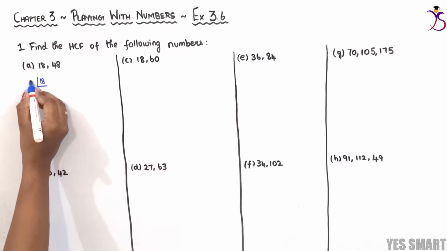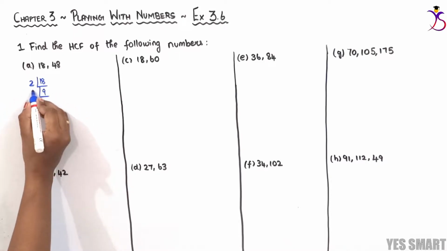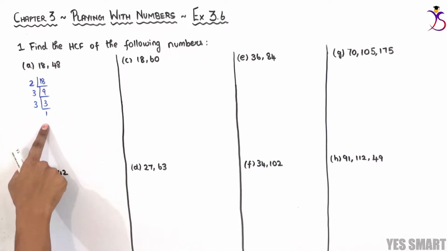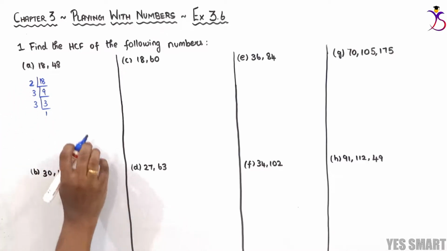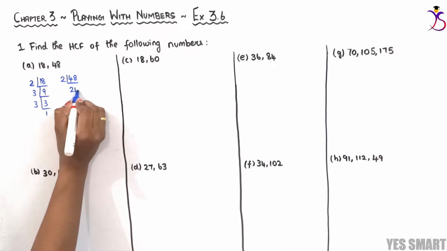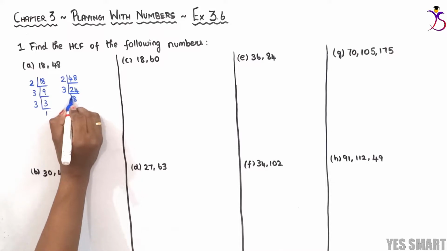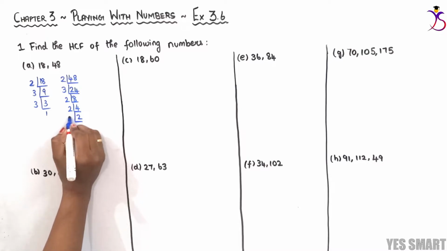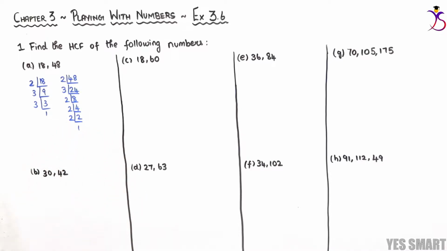So let's take 18. 2 nines are 18, 3 threes are 9, again 3 ones are 3. The condition is we are supposed to divide until we get 1, and the numbers we are dividing by, written here on the side, should be prime numbers only. Next 48: 2 24s are 48, again 2, 12, and next 3 8s are 24, 2 4s are 8, 2 2s are 4, finally 2 1s are 2. So till we get 1, we are supposed to divide like this. Also, the main important rule is you are supposed to use only the prime numbers to divide.